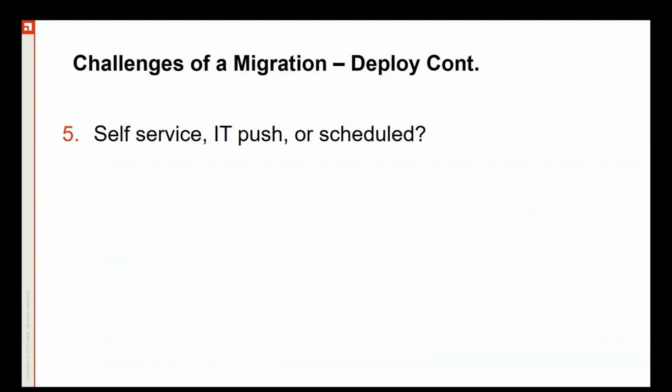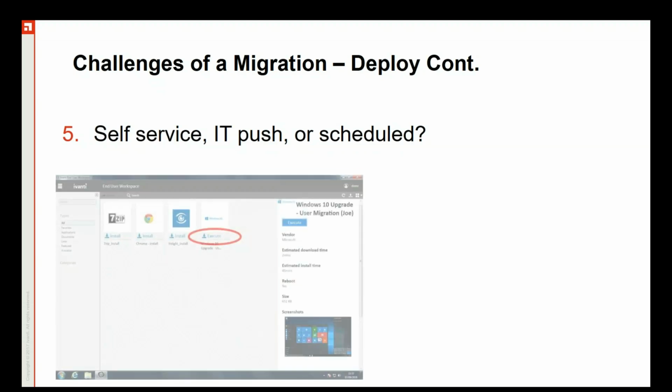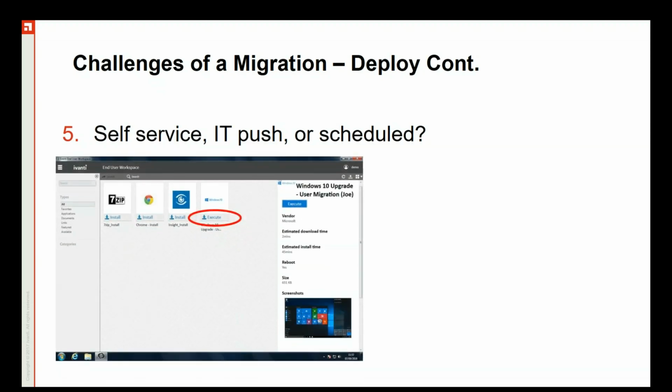Again, deployment continued here. So deployment can be triggered in a number of ways. It doesn't have to be a push from IT. We can offer a self-service option. So, for example, this is what the user sees on their desktop. They can actually say that when I'm ready to deploy that Windows 10 image, I've got myself 40 minutes spare, or however long it's going to take to install this, then they can go ahead and do that themselves.